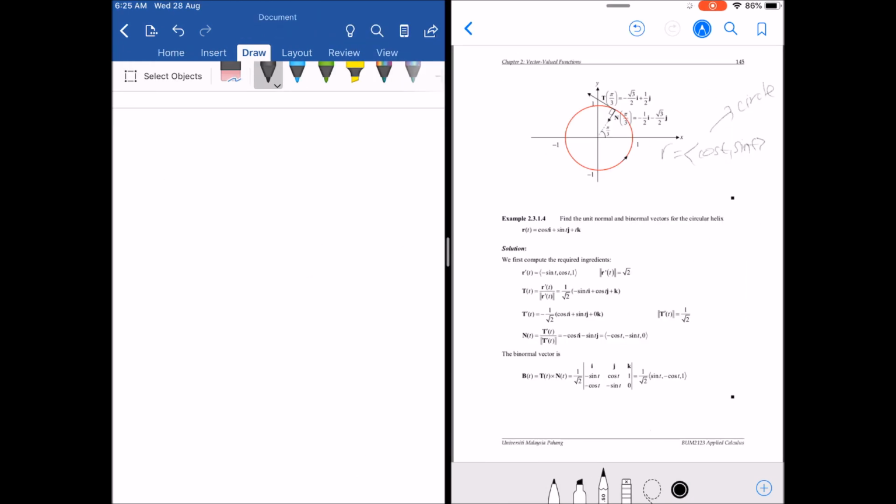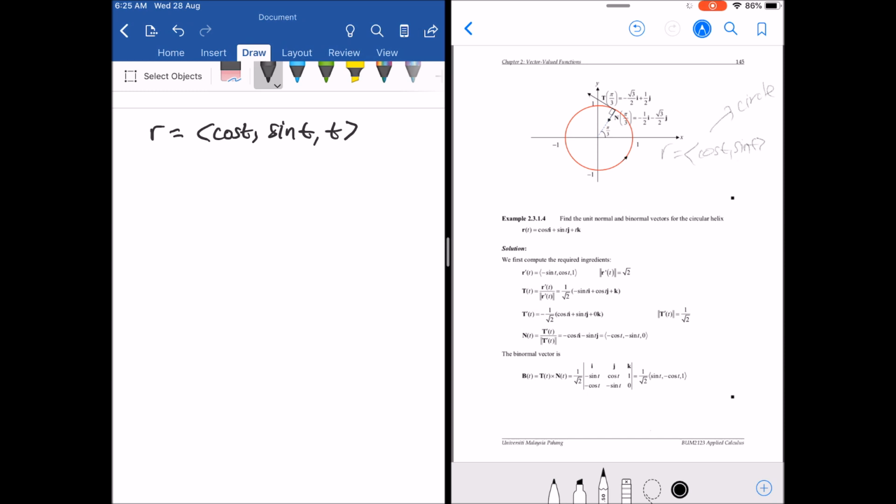Okay, now let's take a look at example 2.3.1.4, in which the question asks you to find the unit normal and binormal vectors for the circular helix r equals cos t i plus sin t j plus t k. So we have a vector r equals cos t, sin t and t.